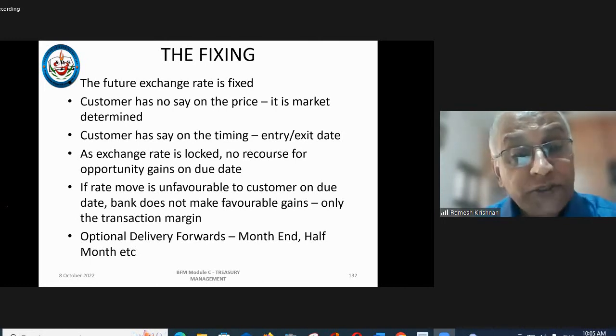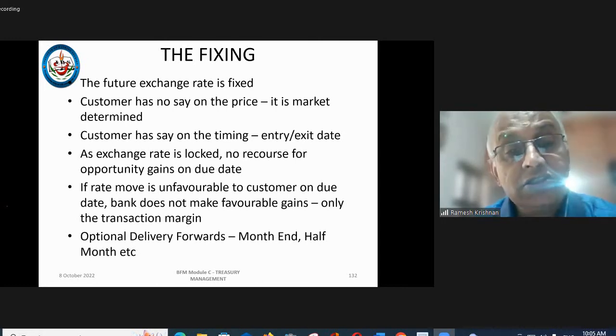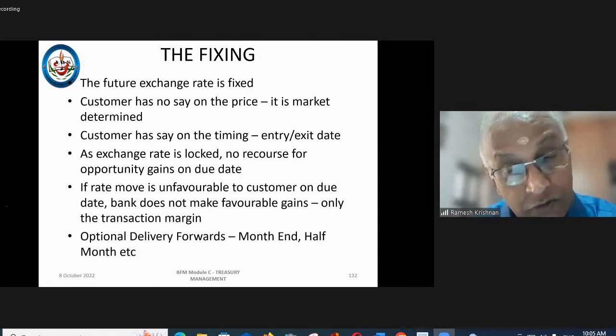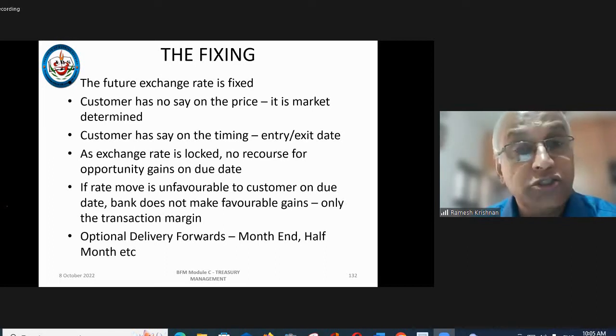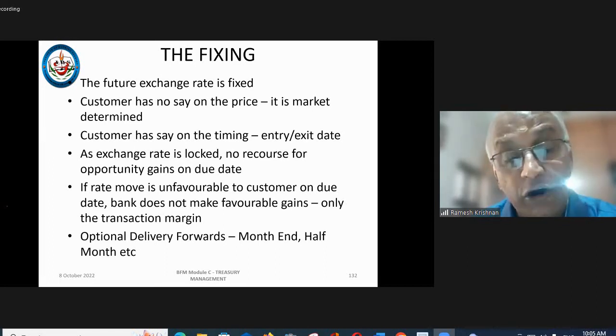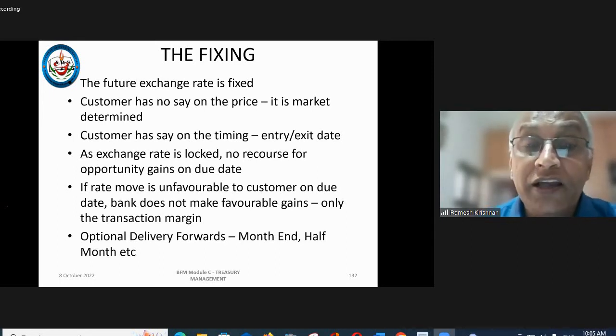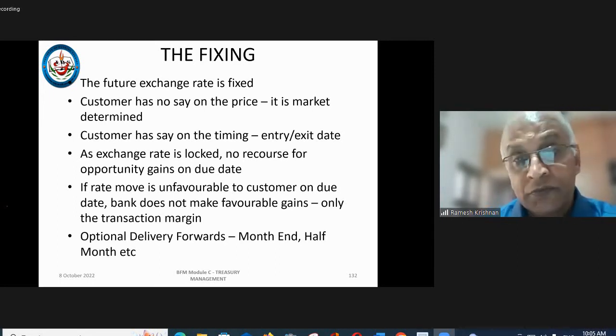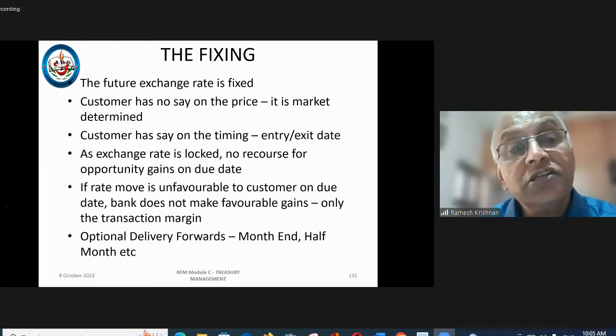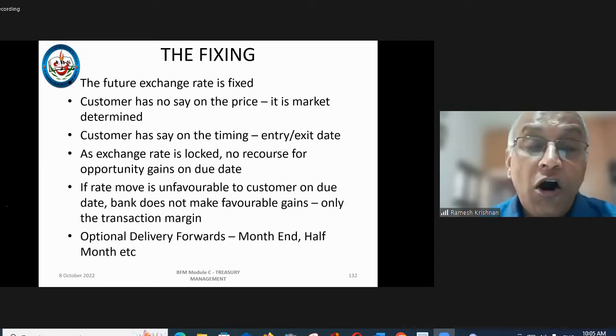And optional delivery forwards: the customer has the chance or choice to take optional delivery forwards. That is, he does not know when he will get the bill realized from the US. Means December mein aayega, but whether it will come on 10th December, 15th December, or before Christmas, say 24th December.